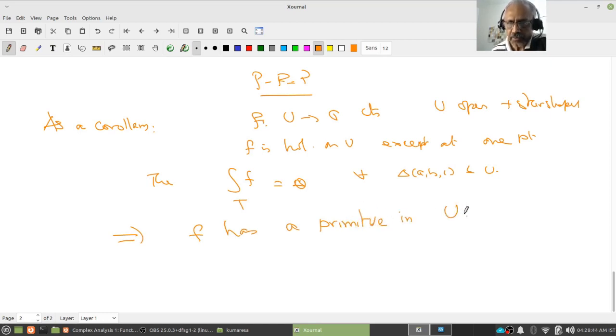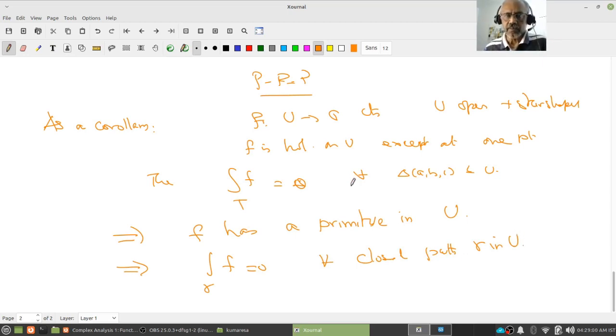Primitive in U. But if f has a primitive in U, then the integral of f over gamma is 0 for every closed path gamma in U. Okay. Please go through this. This is the kind of argument which is very common. Please go through this argument.